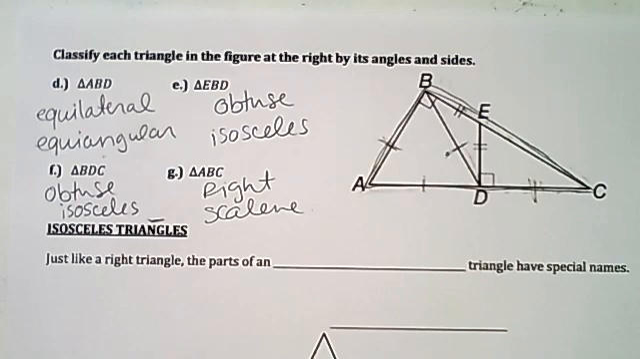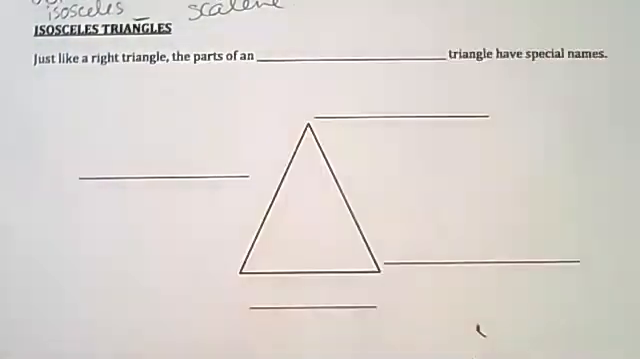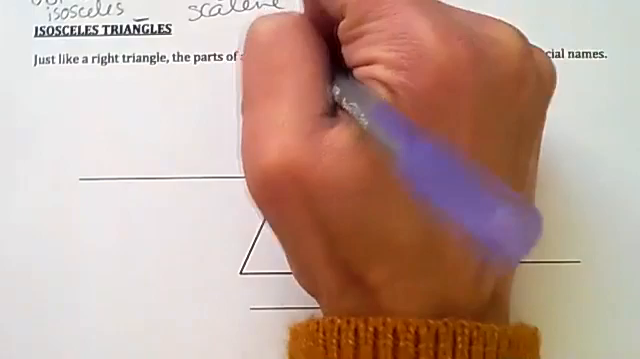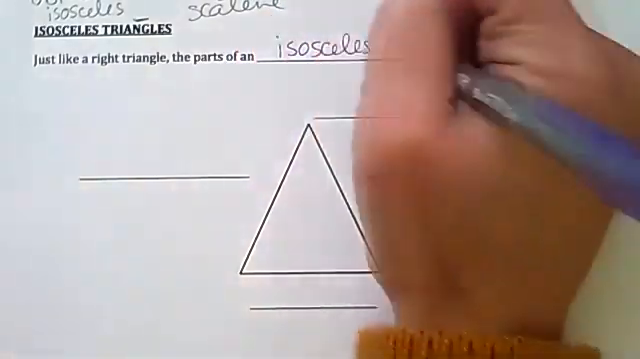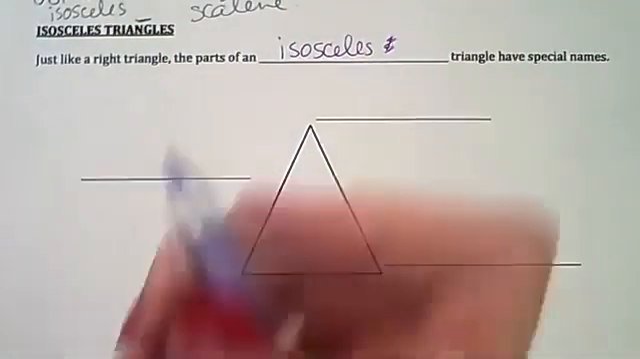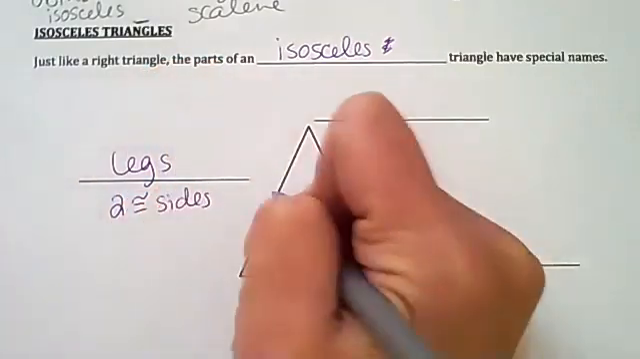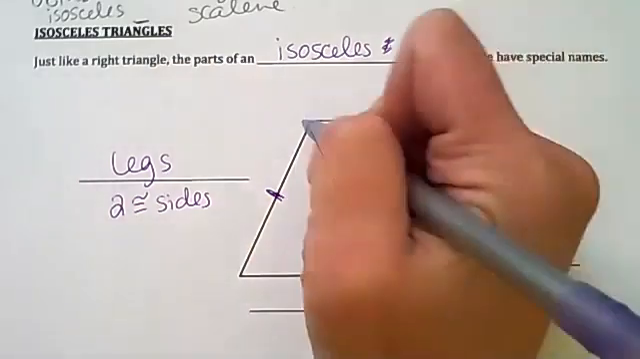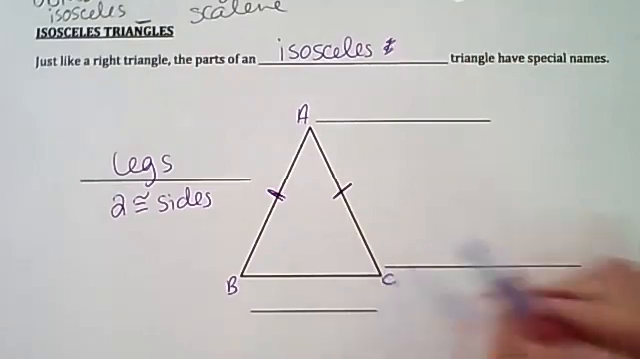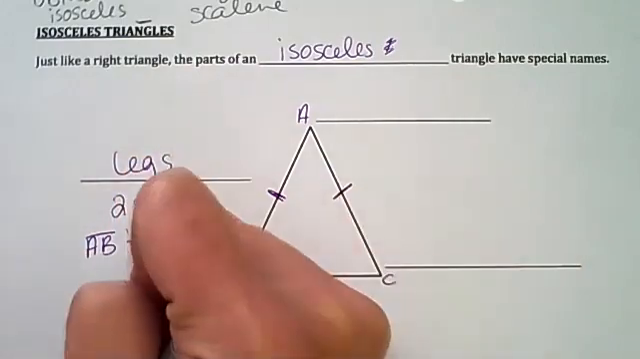The next part is on specifically isosceles triangles and some of the parts of isosceles triangles. This is where the algebra problems come in. So up here it says, just like a right triangle, the parts of an isosceles triangle have special names. First of all, we know an isosceles triangle has two congruent sides, right? Those are called the legs. So this one and this one would be the legs. I'm actually going to label these. So the legs of this isosceles triangle would be AB and AC.